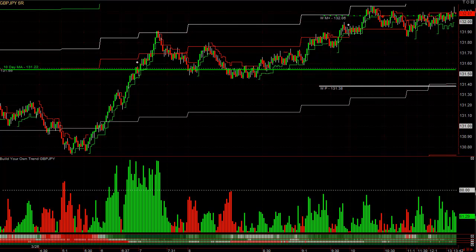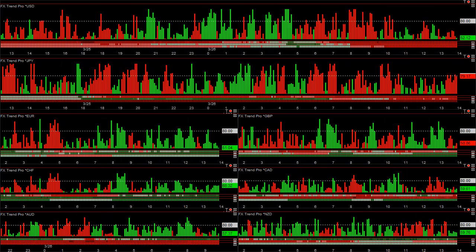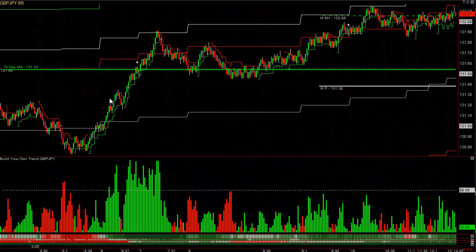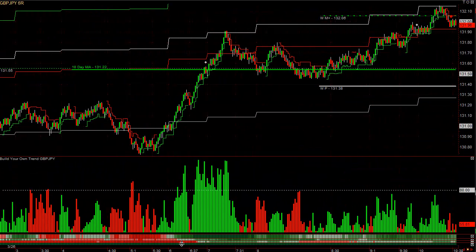Here's the pound yen, and the currency meter also is a very good way of finding this. Right here at 6 o'clock, it became really strong. The yen was very weak. You go back to the chart after 6 o'clock, which is right here. It's just kind of going sideways right underneath the hourly.